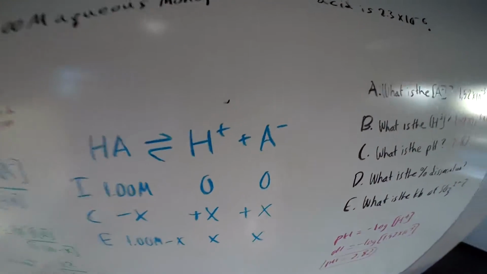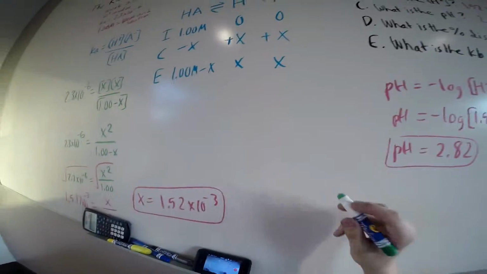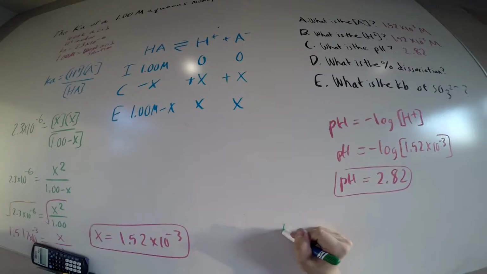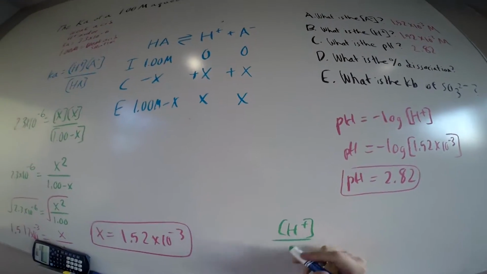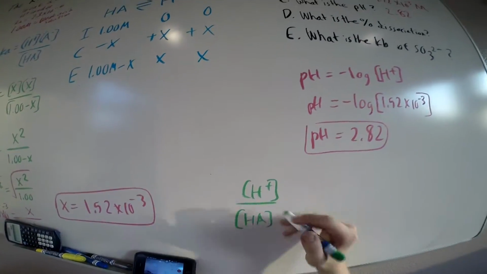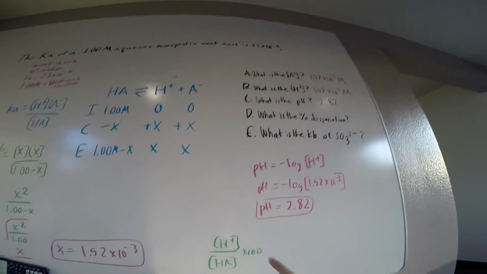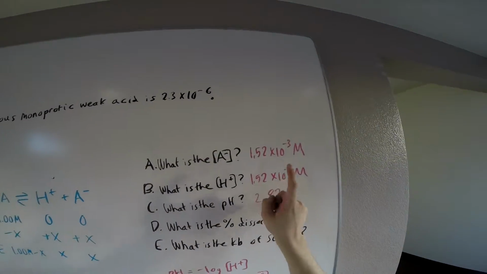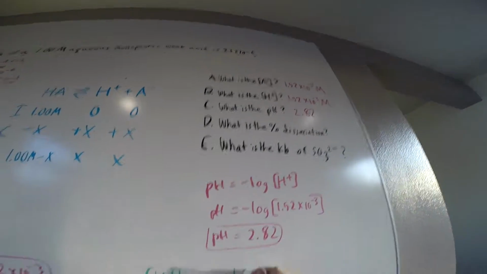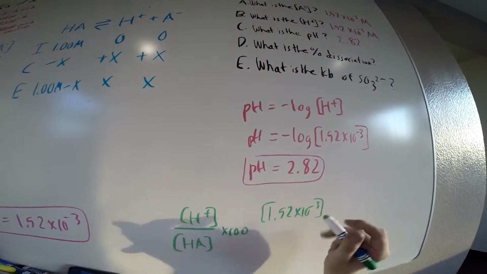So now we're going to do our test and our percent dissociation at the same time. The assumption check is basically your H plus concentration divided by your HA concentration. That's just the generic form, times 100. So that makes it a percentage. So we take our H plus concentration, which is given here. So we plug it in. It's 1.52 times 10 to the negative 3, and that's our H plus concentration.